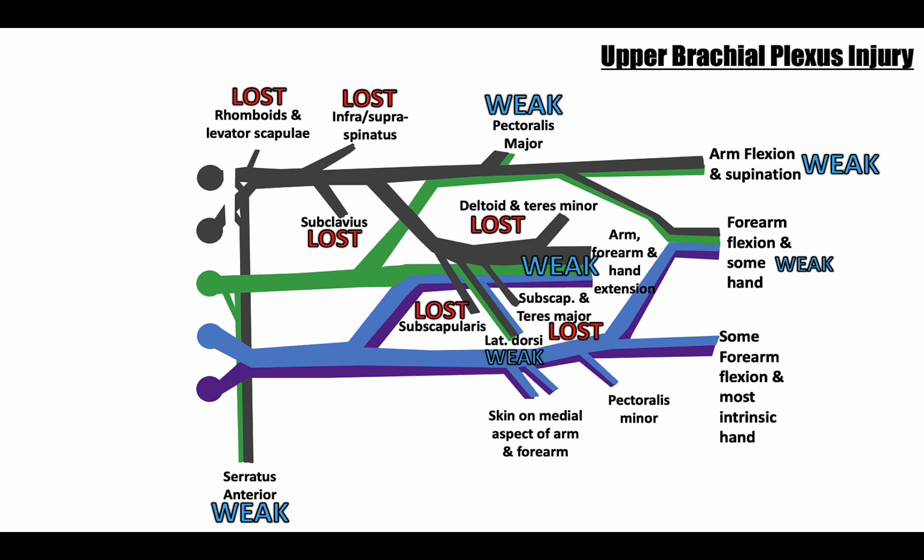For example, I lose a lot of abduction of the humerus at the shoulder in this injury. Supraspinatus and deltoid are paralyzed, and therefore the patient is typically stuck with an adducted humerus. And that's just one example. So let's learn more about this type of injury, and then we can break down the why of presentation.